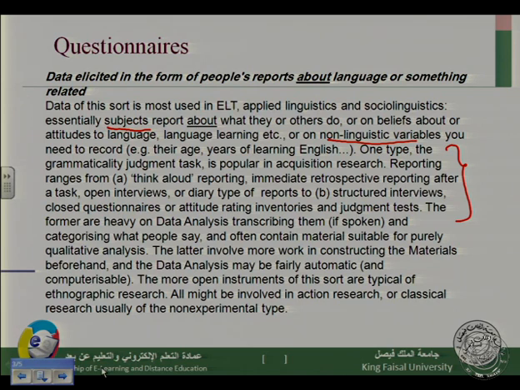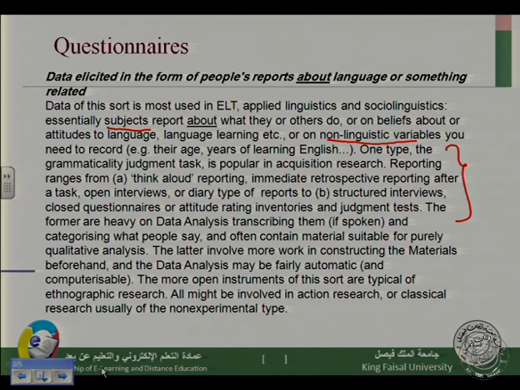Open interviews, from its name, it's an open interview. I will sit with you just talking, asking each other questions, and then I will get some information. It's an open interview. You don't have a set of questions. Diary type, you go to your students and you ask them to write everything that they did during a period of time, for 1 day, for 2 days, for 1 week. And from the diary, you can get information how they learn the language, how they do, whatever your objective is.